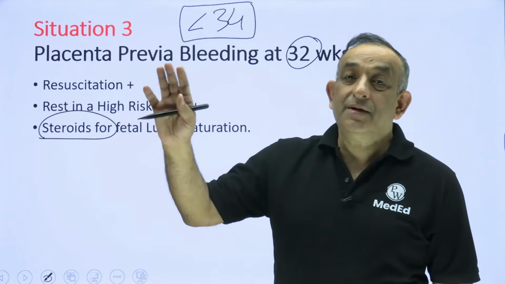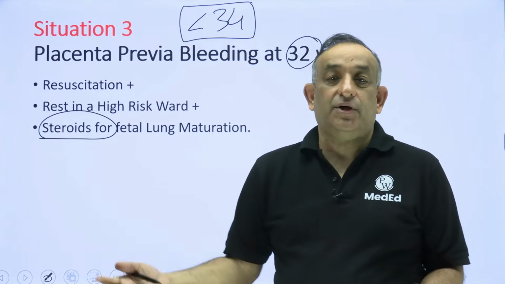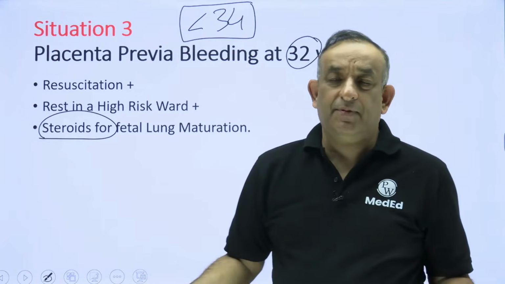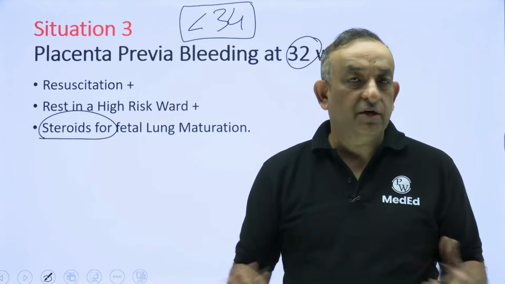See, if the patient comes to you with bleeding at term, you don't have to wait for anything. Term means 37 to 42. If she bleeds, take the baby out. Anyway, placenta previa is bleeding, there's nothing else to be done. You cannot do normal delivery. You have to do cesarean and end of discussion.